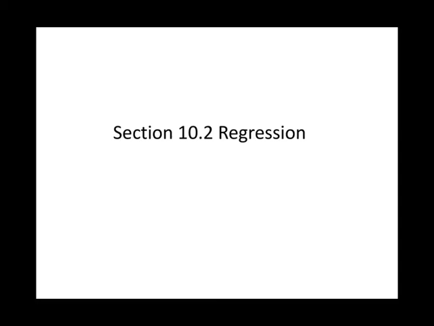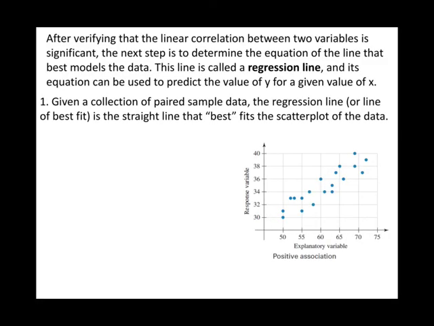Session 10.2 Regression. We called this session 10.1 when we have two variables and we want to determine if there is a linear correlation. The first step is to construct the scatter plot, just like this graph here. After we construct the scatter plot, if I can draw a straight line here, and all the points are around this straight line, it means there is a linear correlation.